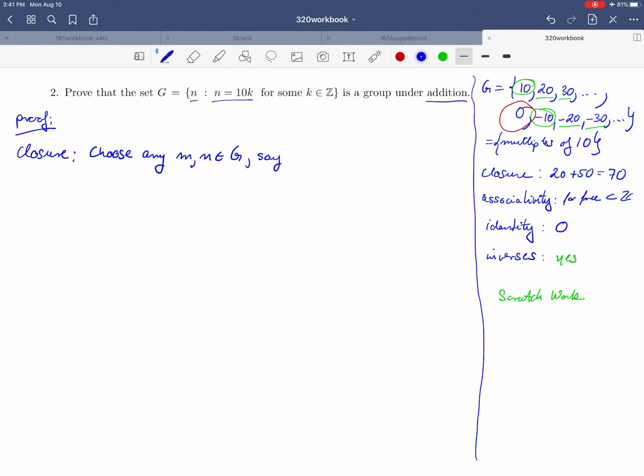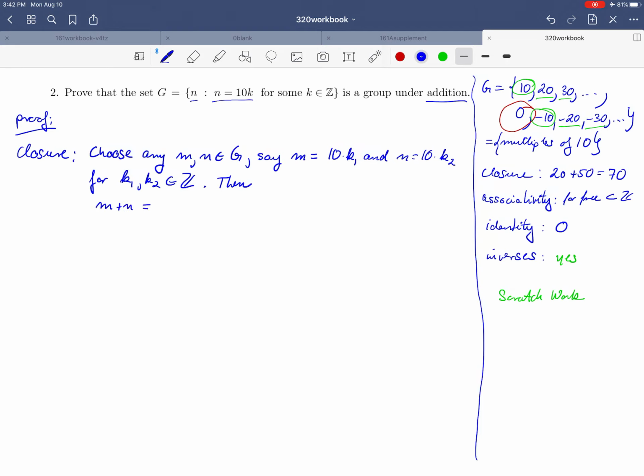So what has to be true then? Well, they have to be multiples of 10. So let's say m is 10 times some k1 and n is 10 times some k2. I could have picked anything, k and l, a and b, doesn't matter. I picked k1 and k2, and k1 and k2 are just integers.